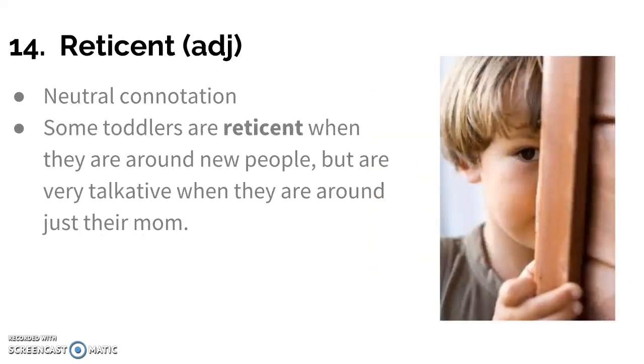Number 14 is reticent, which is an adjective. The definition for reticent is not inclined to speak, or just reserved and reluctant. So this has a neutral connotation. It's not necessarily always a bad thing when someone doesn't want to speak. Maybe they're just a quiet person and they would be described as reticent. In other situations, you might see where someone is not inclined to speak and you think it's a negative thing, that they should be speaking. So that is a way in which you could use reticent where it's a negative situation. So for our example, picture and sentence, some toddlers are reticent when they are around new people, but are very talkative when they are around just their mom.